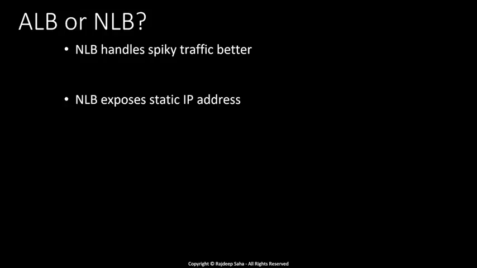So the question of the hour is, should you use ALB, application load balancer, or NLB, network load balancer? Well, it comes down to a couple of factors. Network load balancer handles spiky traffic better. If you need an IP address instead of a DNS URL, the network load balancer exposes a static IP address. You can have an IP address with application load balancer, but you need to use Global Accelerator.